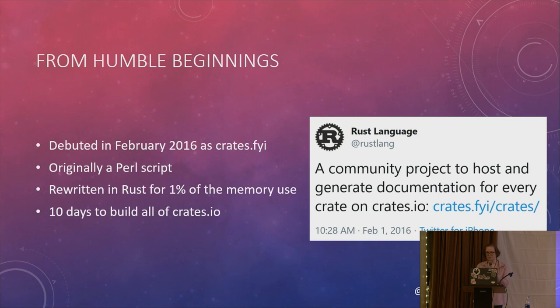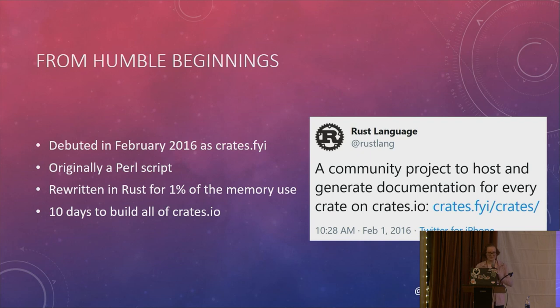It was actually his first Rust program. It started initially as a Perl script, but it blew up to about 800 megs of memory use after a week of trying to build stuff. He started a project called crates.fyi as his first Rust program, and it took about 10 days to build all of crates.io, and even after all of that, it was only using about 4 megs of memory, so it was actually 0.5% of the memory use of the original Perl script. But after all of that initial work, on February 1st of 2016, crates.fyi launched to the world.